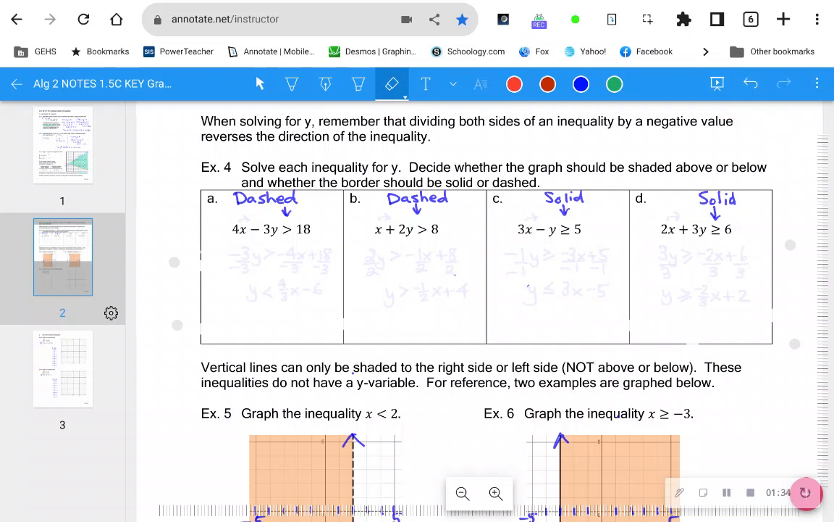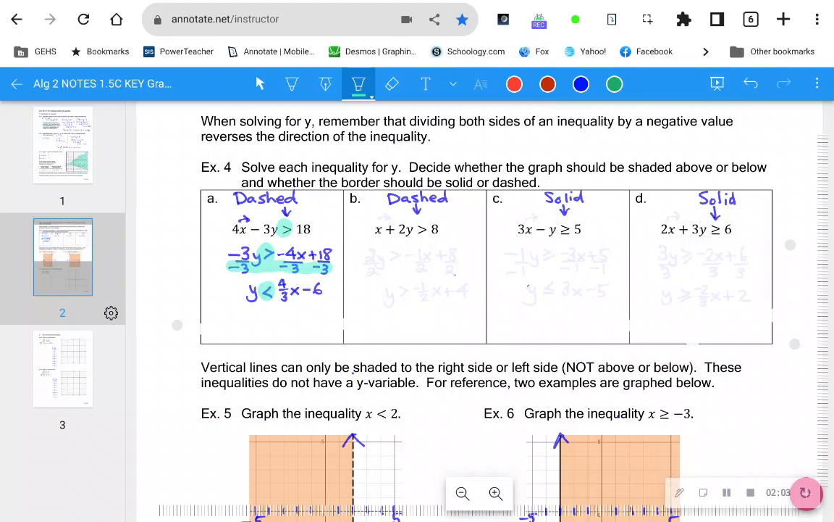Now, word of caution, okay? When you try and decide whether to shade above or below, you can't decide that until you've got the y by itself. So you first solve for y, and on this first example, I'm going to point out that this inequality that used to be a greater than sign turned around, and that happened because of dividing by -3 throughout. When you divide an inequality by a negative number, the inequality changes direction.